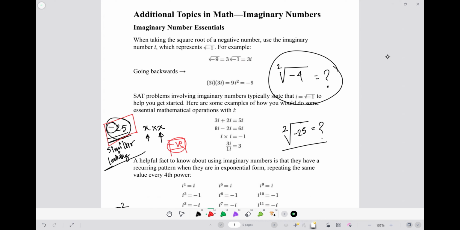So we are going to introduce a number which is called iota. This is a Greek letter, iota. This i is called the imaginary unit. And this i means the square root of negative 1.